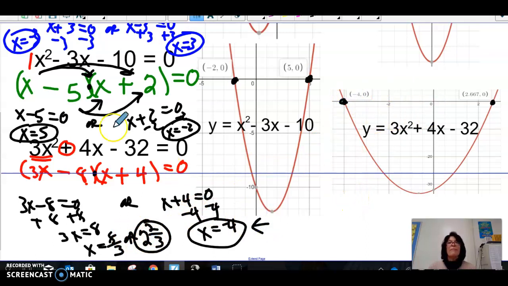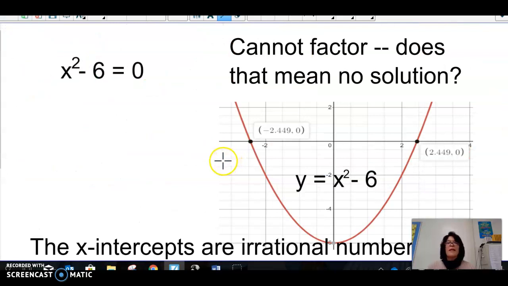Okay? So, let's move forward here. Here's x squared minus 6. That's not the difference of two squares. 6 isn't a perfect square, right? It's not 3 terms. I can't take something out. I cannot factor this, guys. This is not factorable. Last week, that's what we would have written, not factorable.